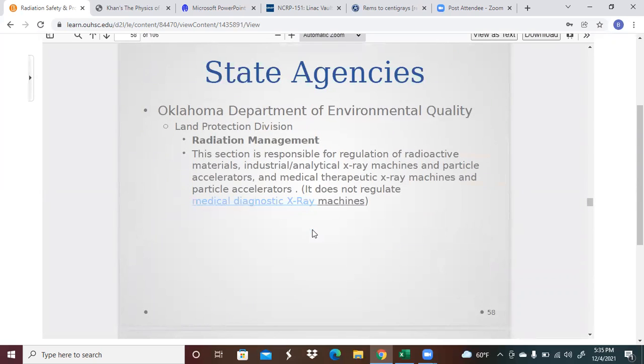State agencies, since we're located in Oklahoma, we'll go over that. The Oklahoma Department of Environmental Quality, the Land Protection Division, is involved in radiation management, and it's responsible for regulating radioactive materials, industrial analytical X-ray machines and particle accelerators, and medical therapeutic X-ray machines and particle accelerators.